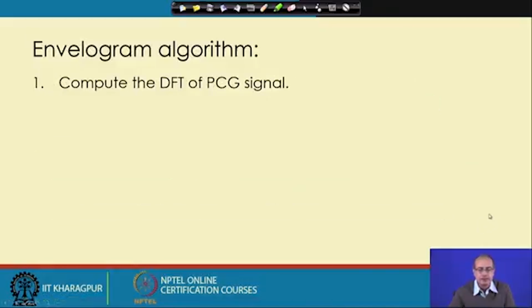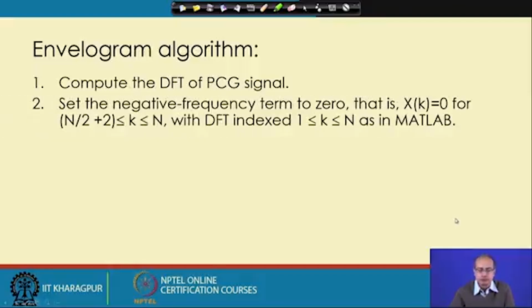First, let us remember how we create an envelogram. If you look at the theory, what we are looking for is the analytic signal, and the amplitude of the analytic signal provides us the envelope or envelogram. So, first we need to find out the analytic signal.